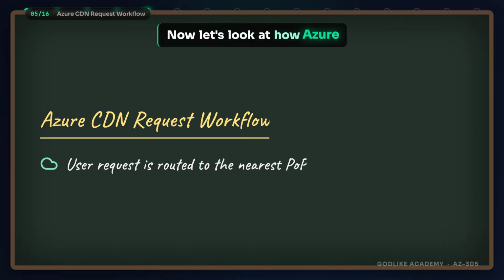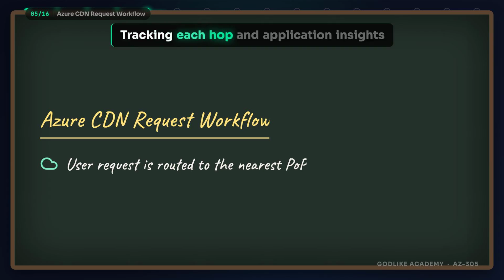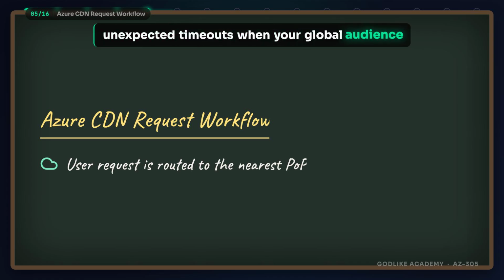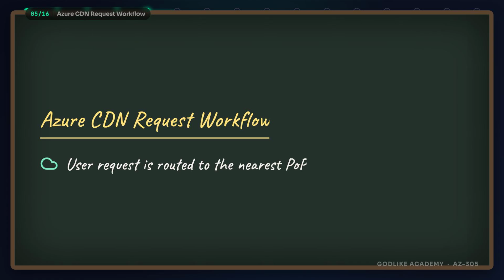Now let's look at how Azure CDN handles a request. This is a multi-step process that determines whether your user gets a fast response or waits for the origin. We will walk through this workflow step by step to understand where the performance gains happen. Tracking each hop in Application Insights reveals exactly where latency accumulates, preventing unexpected timeouts when your global audience spikes during peak business hours.